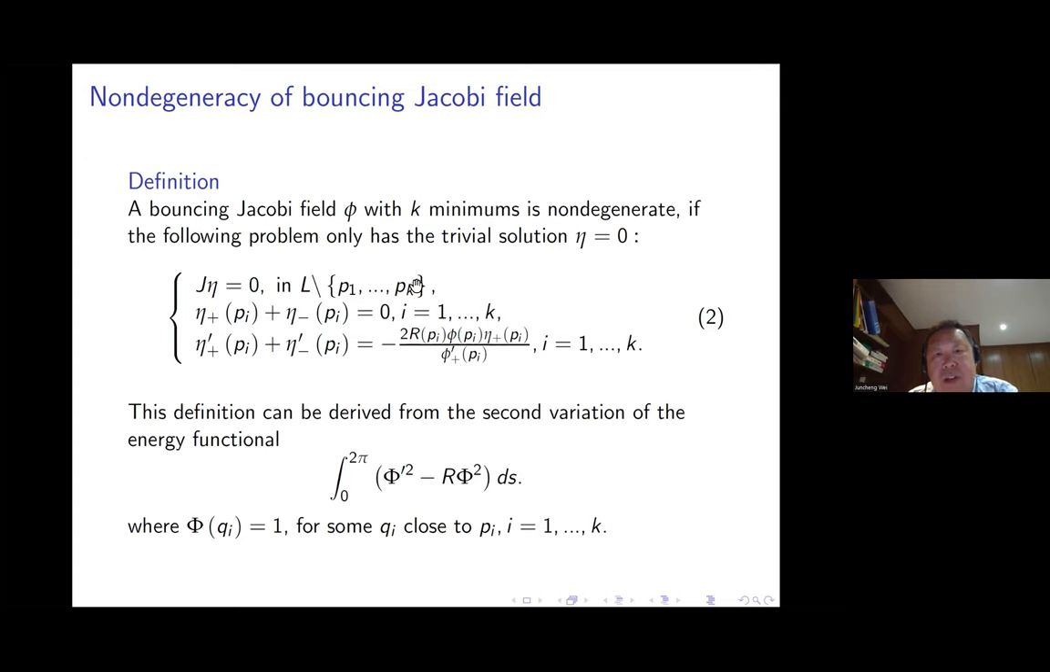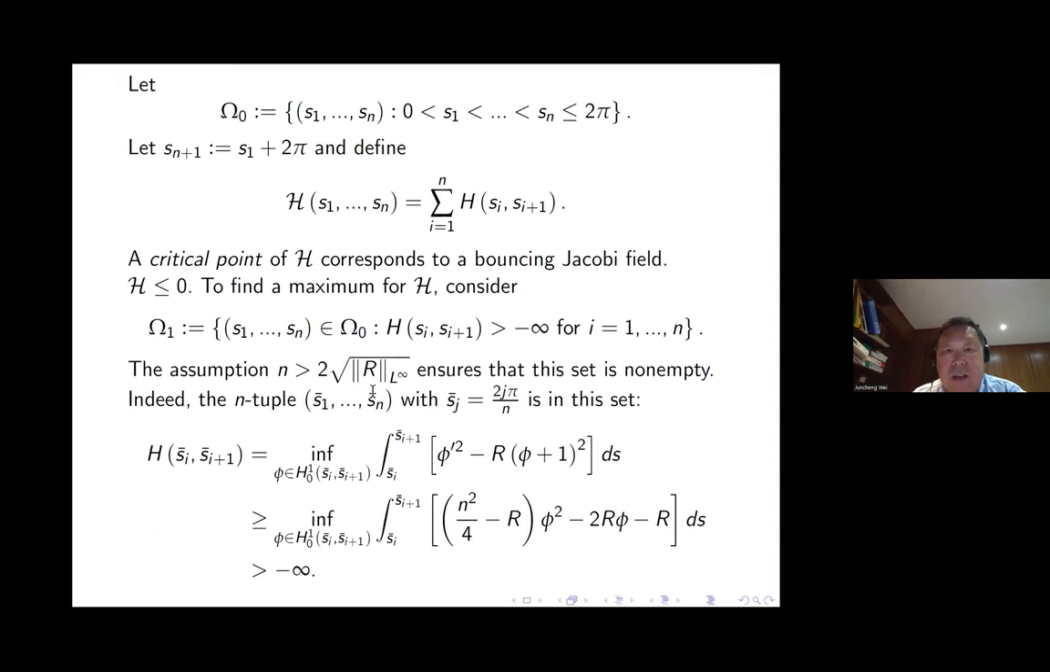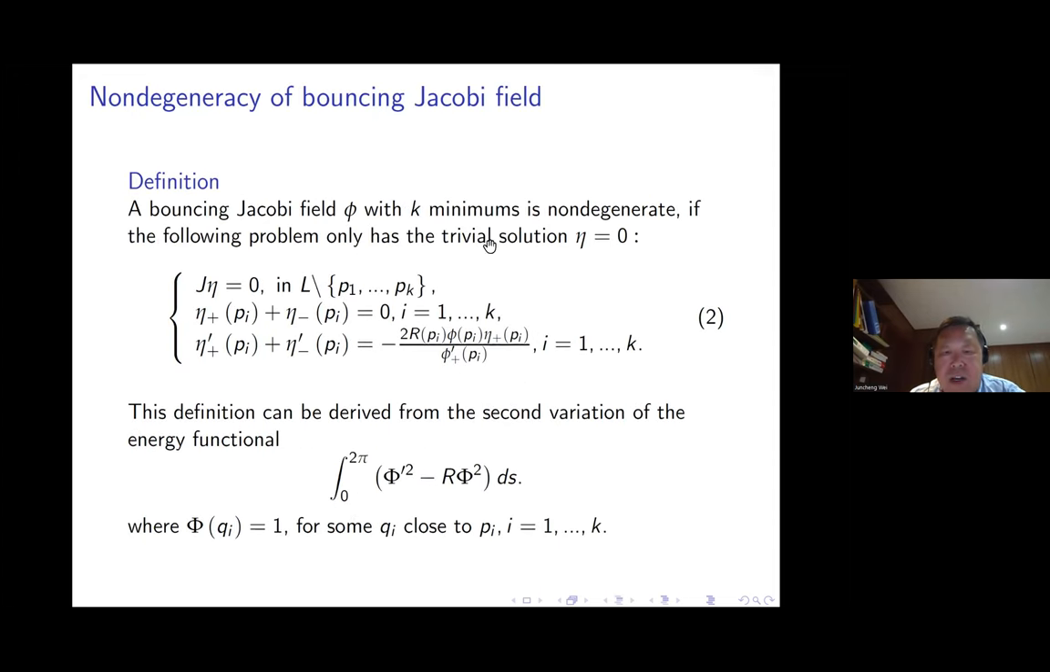And how do we derive the non-degeneracy of a Bunsen Jacobi field? The reason is the existence of a Bunsen Jacobi field is sort of like an over-determined problem. And so there's a fibration structure for the Bunsen Jacobi field, which is an overdetermined problem, and then we do a second variation of this overdetermined problem, and we get this non-degeneracy. So with this non-degeneracy, then we can construct the solutions with multiplicity 2.